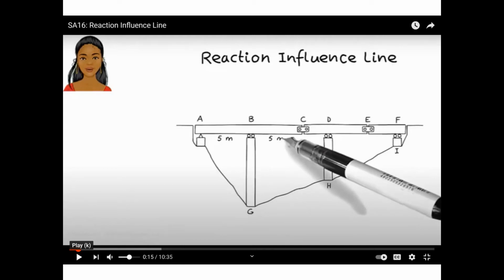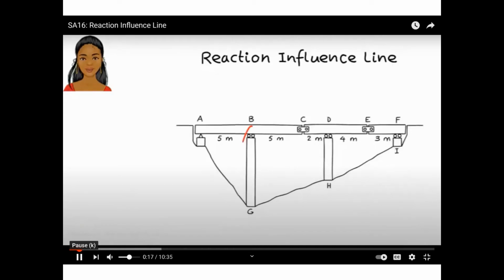One more time. To correctly design the column, we first need to determine the maximum axial force that it will be carrying. This means we need to calculate the maximum support reaction at B. I say maximum because here the support reaction is not constant. It changes as the load moves across the bridge. We can determine this maximum force with rather ease by drawing what is known as an influence line.